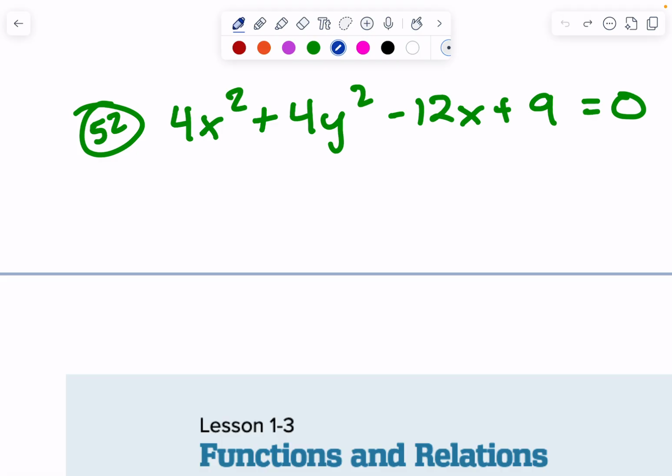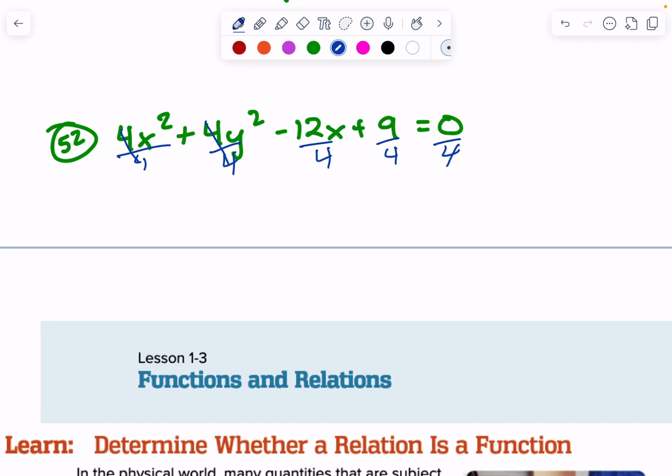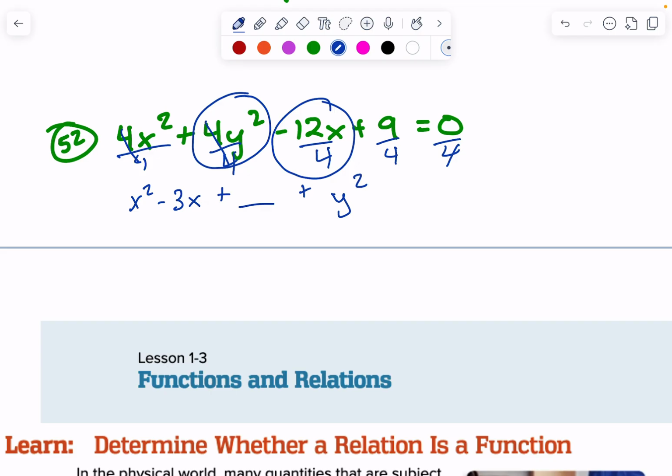So I'm going to just try. I know that not everything is divisible by 4 here because we've got that 9 there, but let's just divide everything by 4 and see what we've got going on. So the 4's cancel. I should give myself more room. X squared, I'm going to put the x's together, so I'm going to put this minus 3x here, and then I've got plus blank, and then I've got this y, so I've got plus y squared. Now there's no y term, so I don't need to put a plus blank on the y, so I really only have to complete the square one time, for the x's.